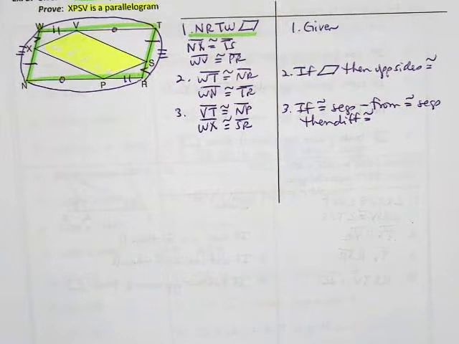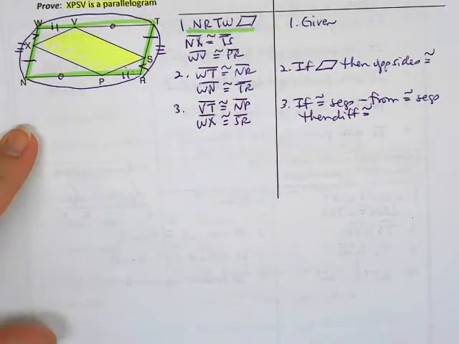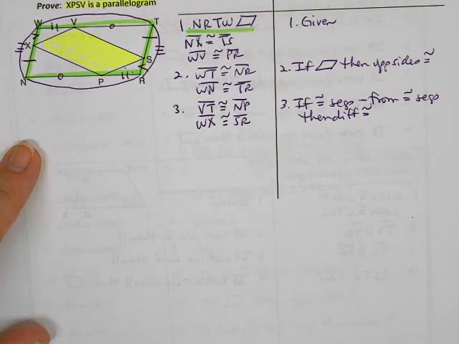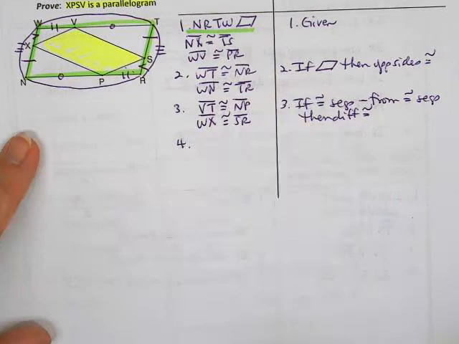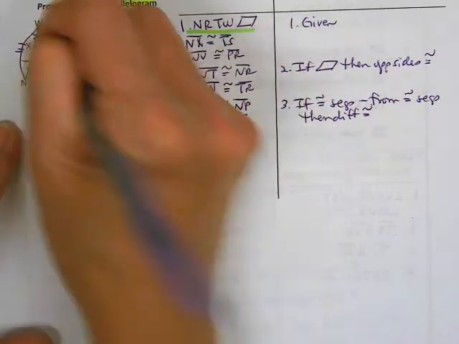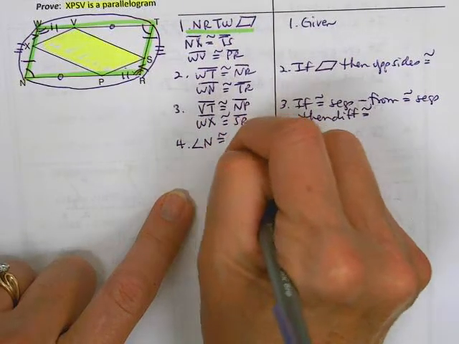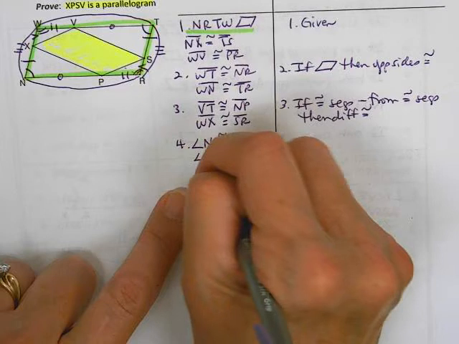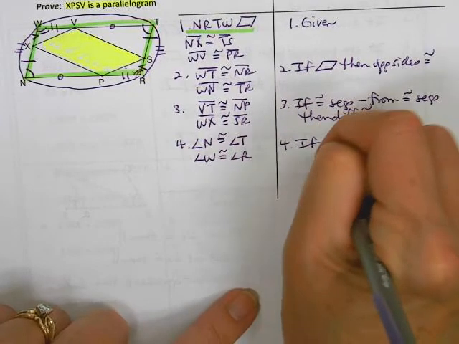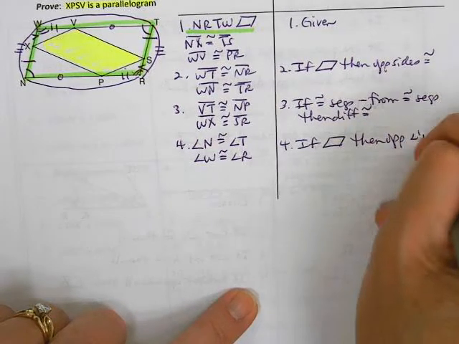All right, well now I'm looking at triangles because these sure look congruent and these sure look congruent. What other properties of parallelograms would be helpful? Well, you can look back at your list. I hope you're realizing that opposite angles would be useful here. I'm going to use both pairs, so I can say angle N is congruent to angle T, and angle W is congruent to angle R. If parallelogram, then opposite angles congruent.